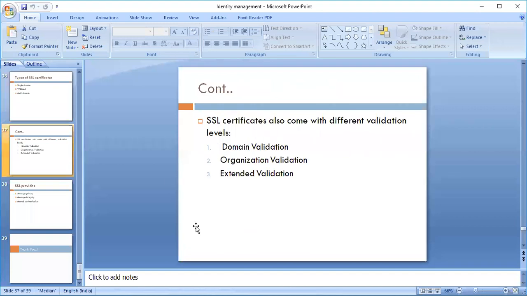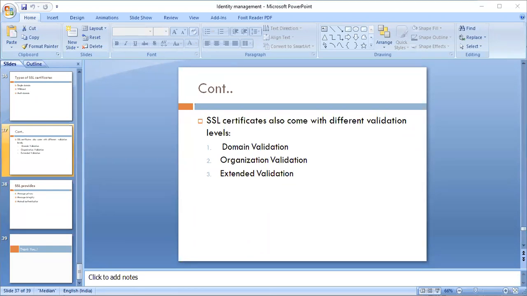So apart from these three types, SSL certificates also come with different validation levels. Basically a validation level is like a background check, and the level changes depending on the thoroughness of the check. On the basis of validation level, we are having three further categories of SSL certificates.